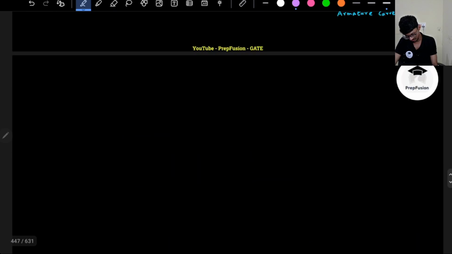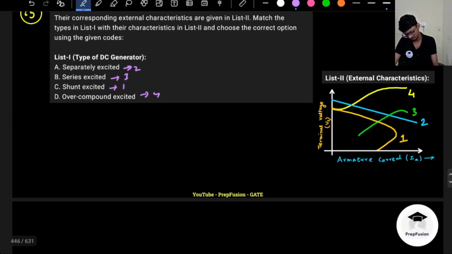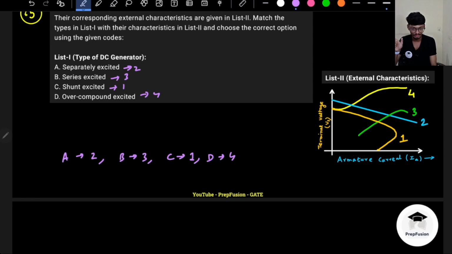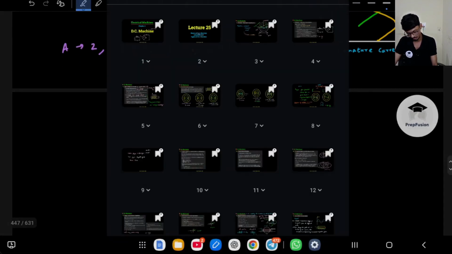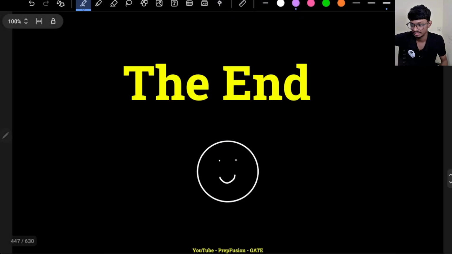Where are the options? Options are not present. I'm sorry, there should have been options here. So you can do it by yourself: my A will match to 2, my B will match to 3, my C will match to 1, my D will match to 4. So the answer key: A2, B3, C1, D4. That's it basically with the characteristics of DC generator.